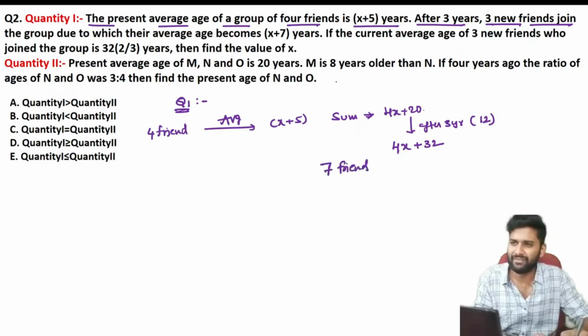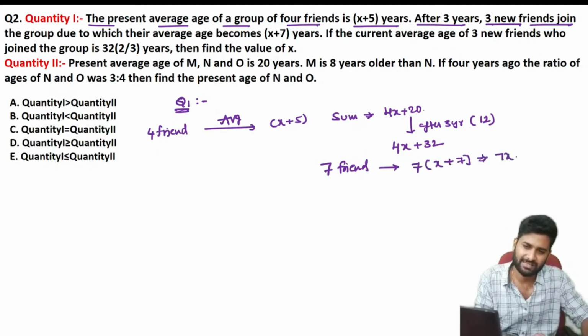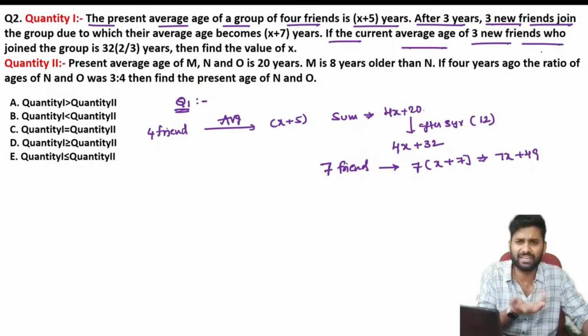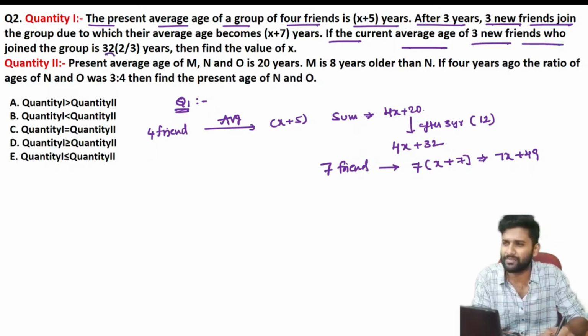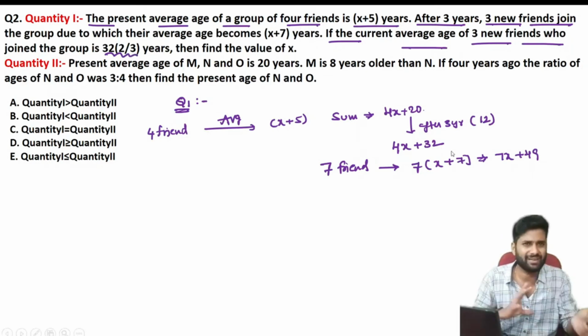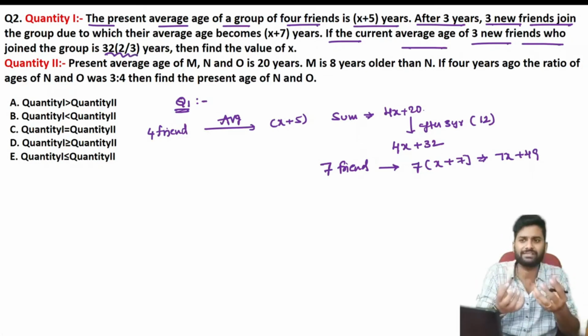Now due to this the average becomes x plus 7. Now the sum value becomes 7 multiplied by x plus 7. Here the sum becomes 7x plus 49. Another condition: if the current average of the 3 new friends who joined the group is 30 to 2 by 3 years, then find the value of x. Now what I understand is that the averages change because new friends are added.